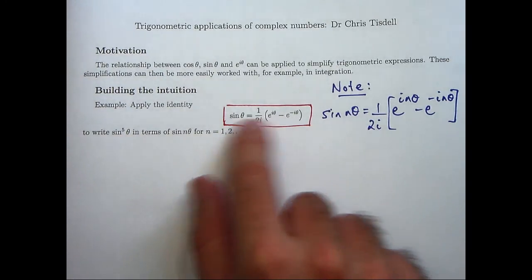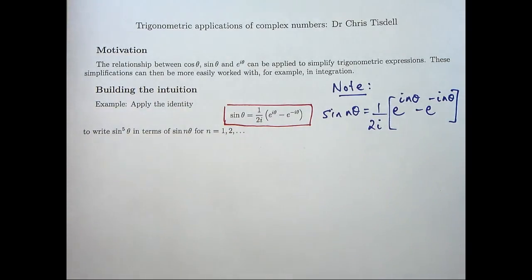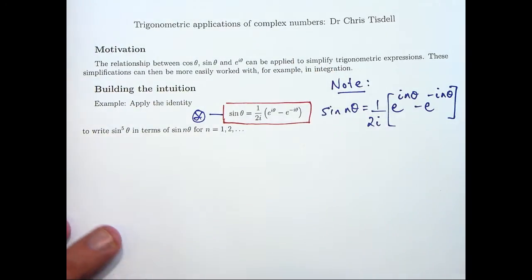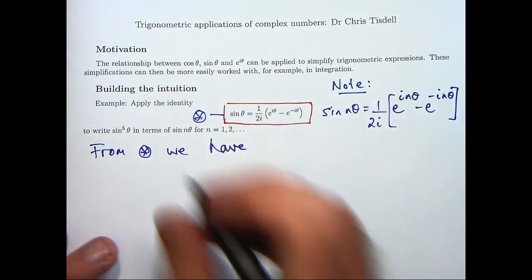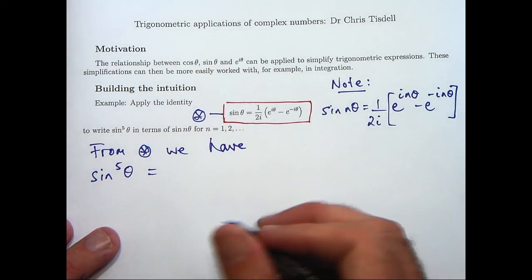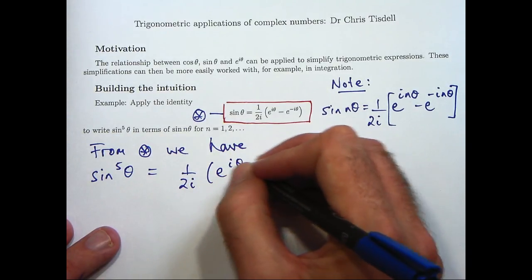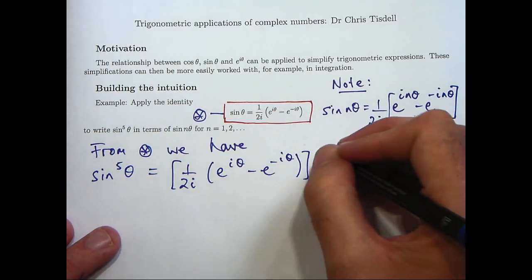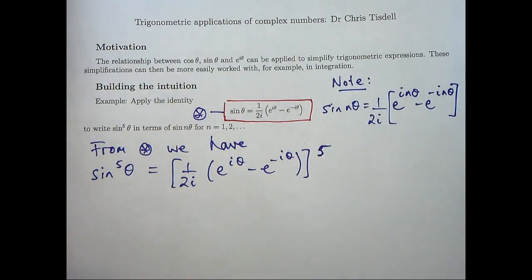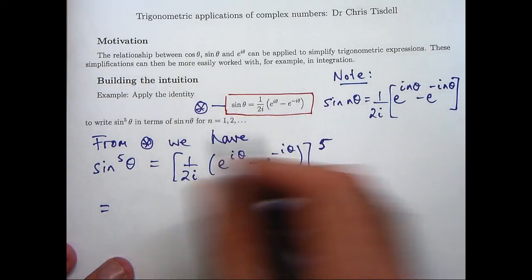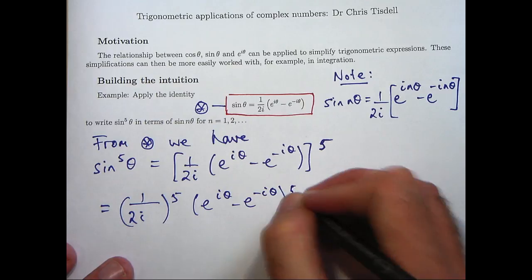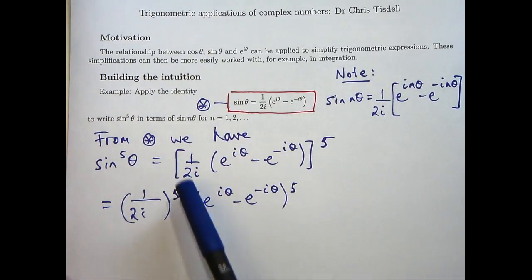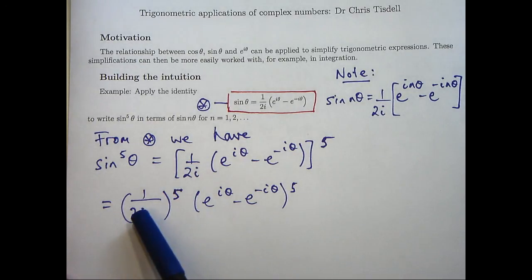Okay, so to get this, all I need to do is take both sides of this identity and raise it to the power 5. So let's give this a label. So basically, I just take both sides to the power 5. Now, using my index laws, I'd like to expand this and simplify if I can. So, expanding here, basically i squared equals negative 1, right? So i to the power 5 will be i to the power 4 times i, which is i.